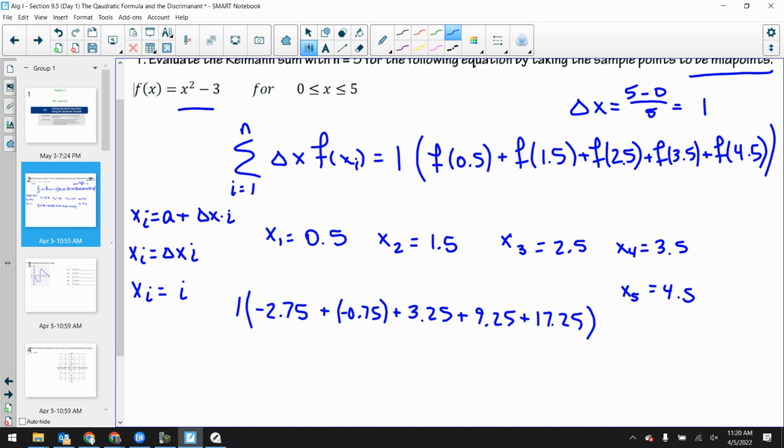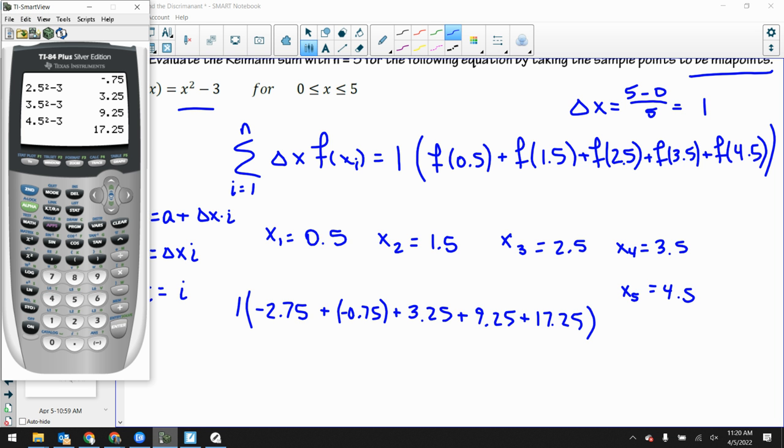Just adding those all up and then multiplying by 1. So we got negative 2.75 plus negative 0.75 plus 3.25 plus 9.25 plus 17.25. That's 26.25.